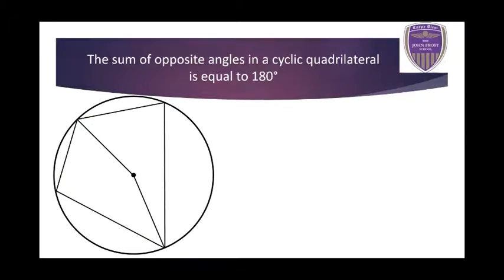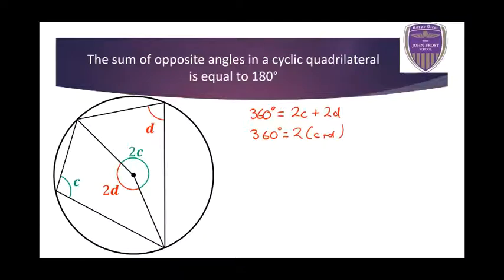So again, we've got one of the points on the left, we'll call that C, which is going to be half the size of the angle in the center, because the angle at the center is twice the size of the angle at the edge. On the opposite side, we'll call it D. The angle at the edge is half the size of the angle in the center. And we follow the same thing again. Angles around a point are 360 degrees. 360 degrees equals 2C plus 2D. Factorize the right-hand side, so we've got 2 bracket C plus D. If I divide both sides by 2, I get 180 equals C plus D. So it's exactly the same thing.